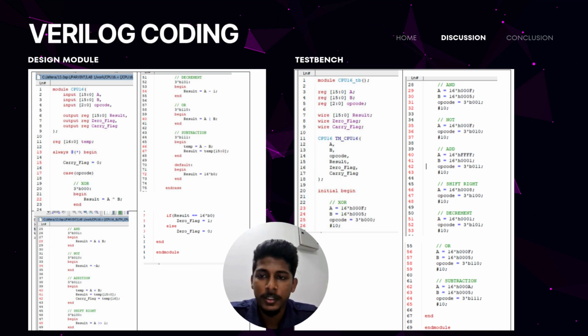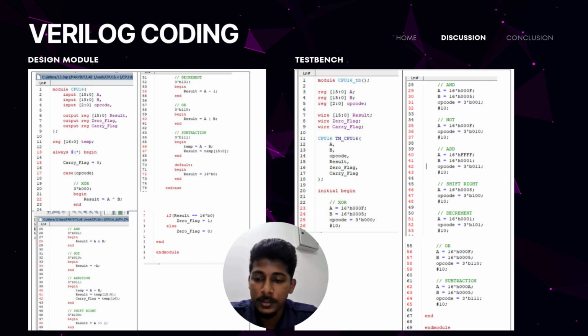This is our Verilog coding. First, design the module. Module CPU16, then input A, input B, input opcode. Next, output reg result, output reg zero flag, output reg carry flag. Then reg 16 temp, always begin, carry flag equals 0. Next, case opcode. For XOR 000, for AND 001, and for NOT opcode 010.